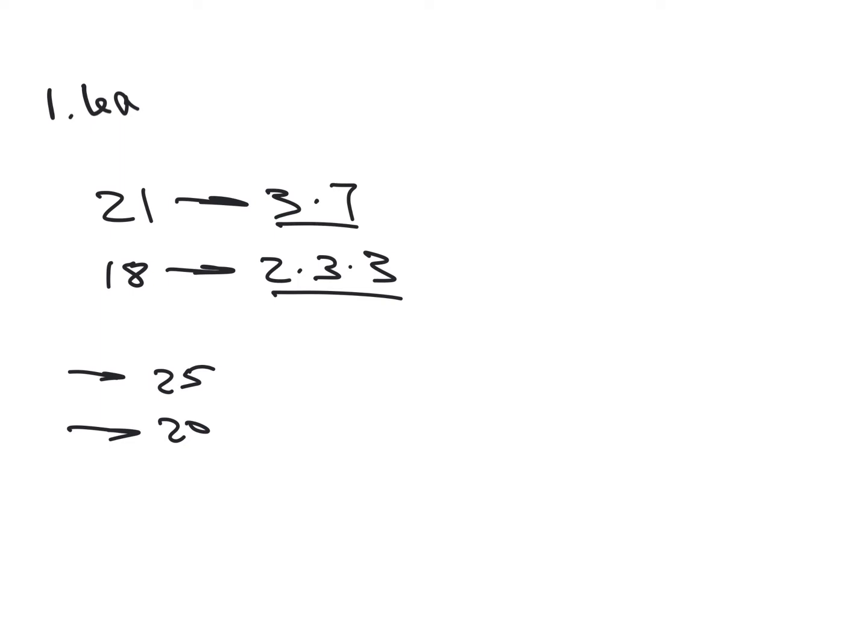And that greatest number is the number 5. 5 goes into 25, 5 goes into 20. That is the biggest number that goes into both of those. And in fact, with the 25, it's the only one.